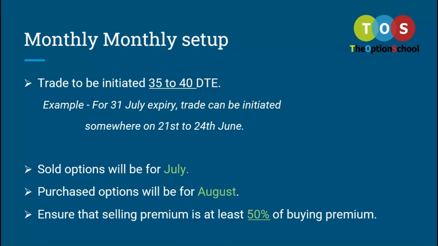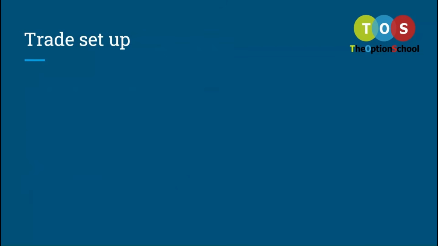If it is more than 250, it is good. But if it is less than 250, it can be slightly challenging. Let's see now how to set up the trade. Basically, we want the trade to be wide enough so that even if the market makes a move of 300-400 points in any direction, I am not required to do an adjustment.